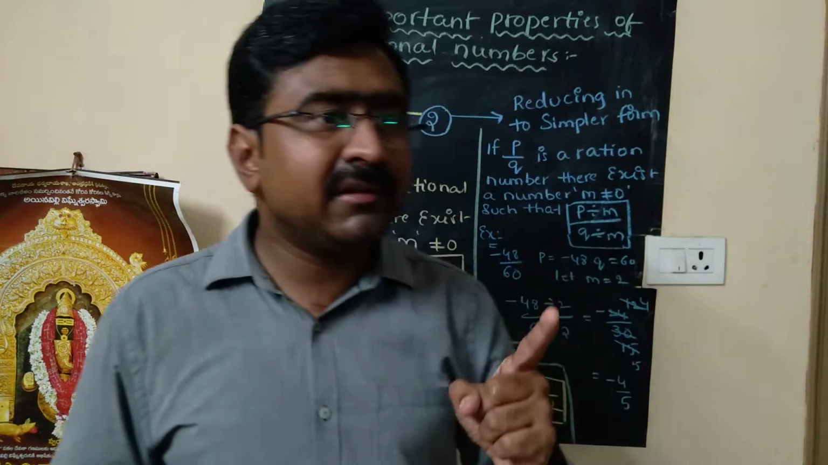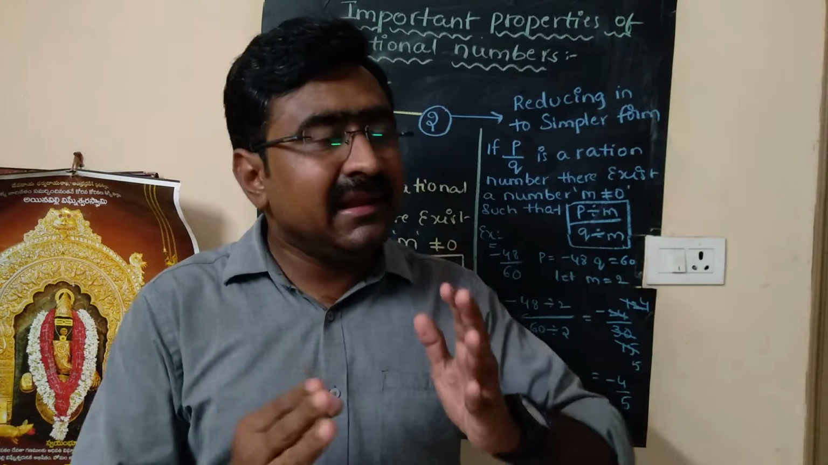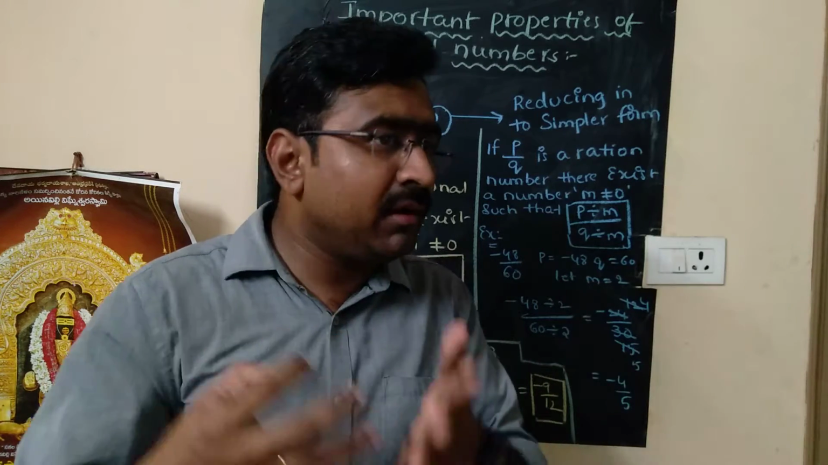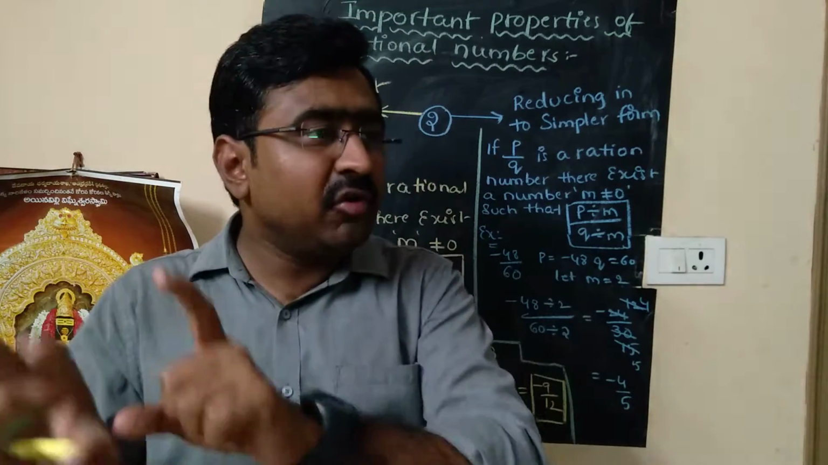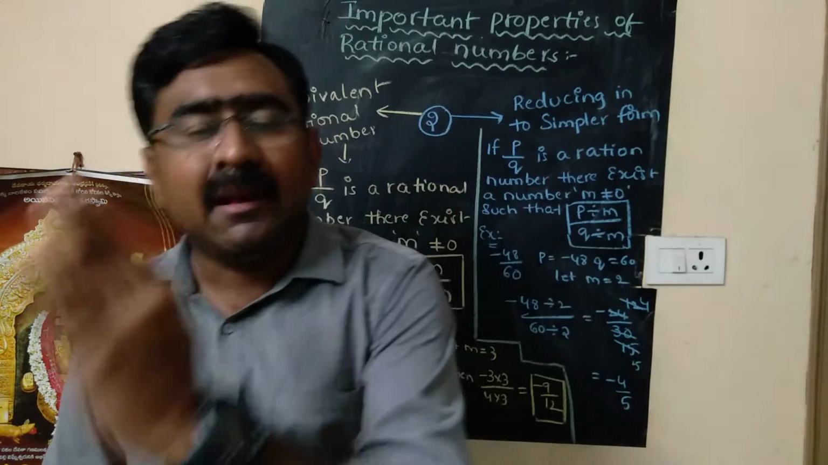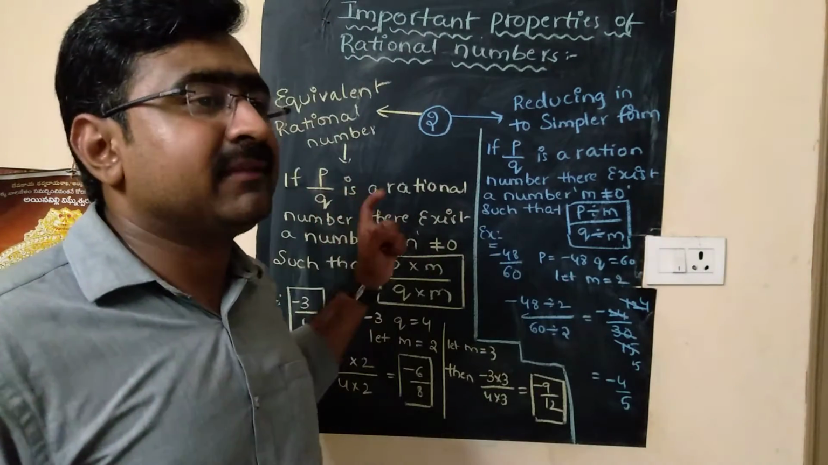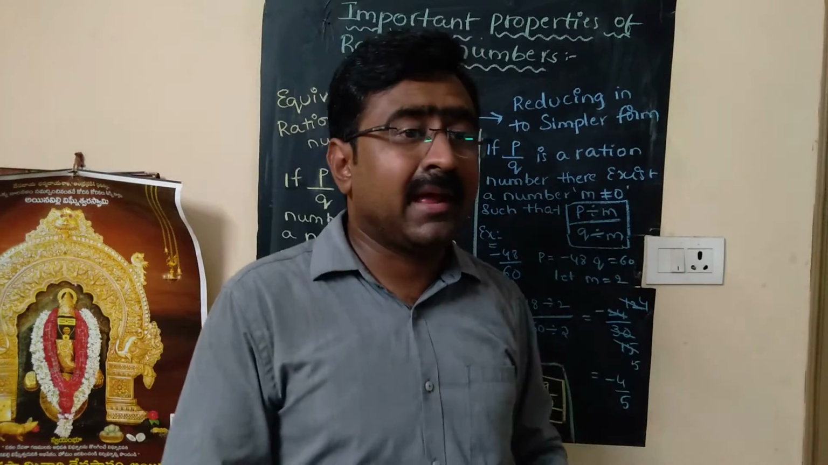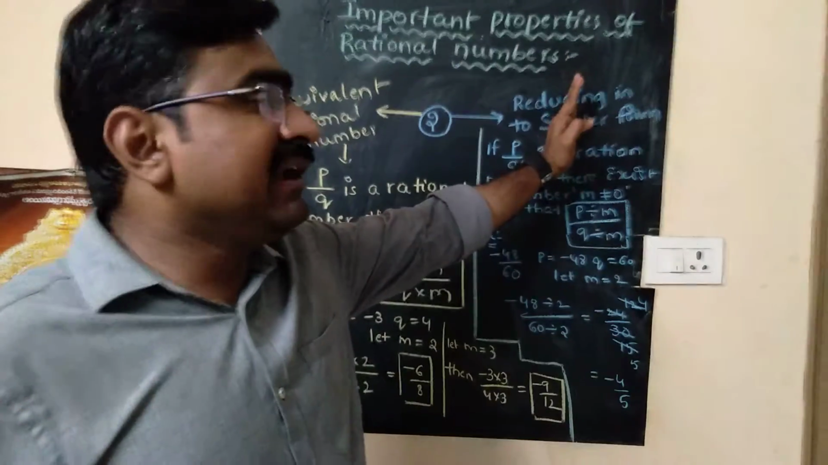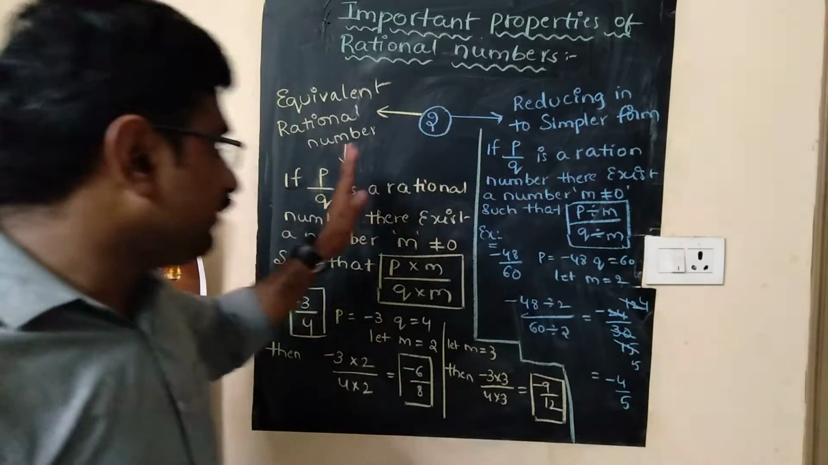So we have to remember that in an equivalent rational number, we are selecting any non-zero integer and considering that non-zero integer as m, and that m should be multiplied with the numerator and m should be multiplied with the denominator. That process is called the equivalent rational number. And coming to reducing into simpler form, let me tell you the example first.